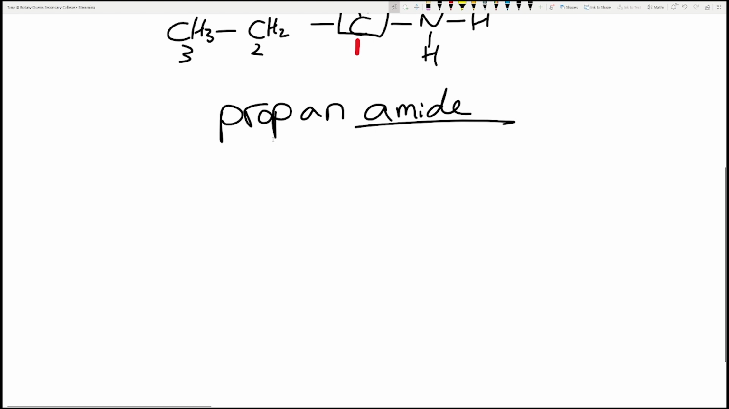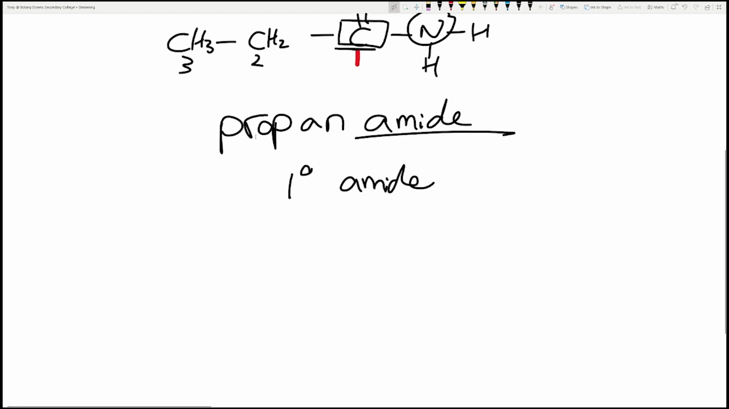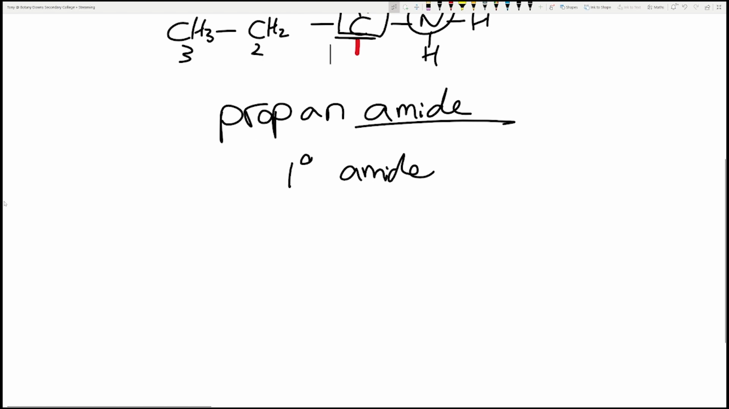However, this can be a little bit tricky. In this case, this is what we call a primary amide. Why is this a primary amide? Because your nitrogen is only bonded to 1 carbon. You can have secondary and tertiary amides, which will come into play when we do spectroscopy later on.